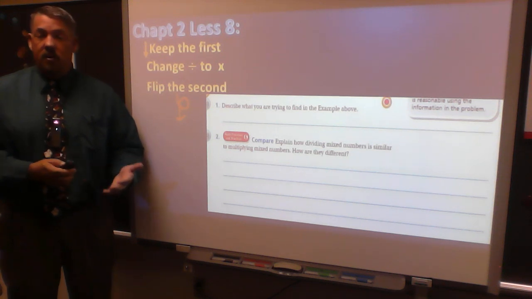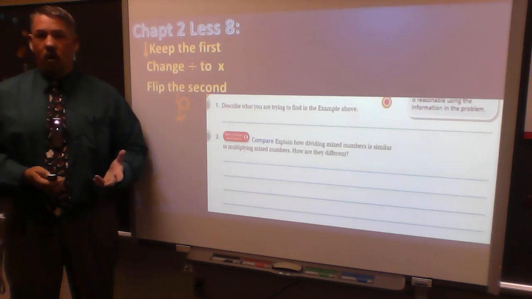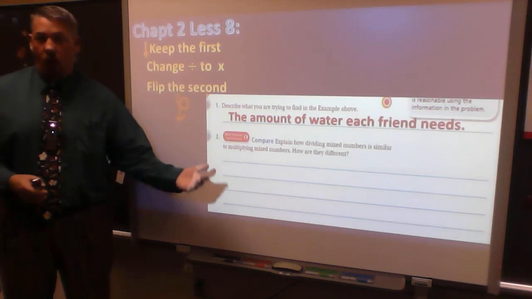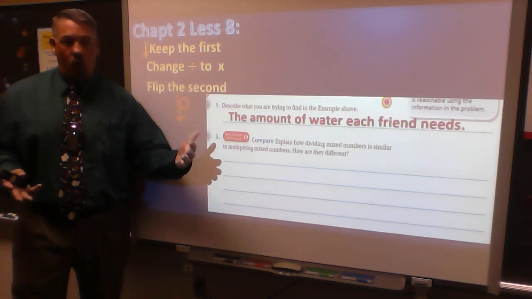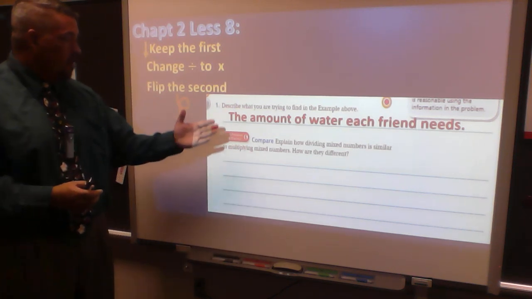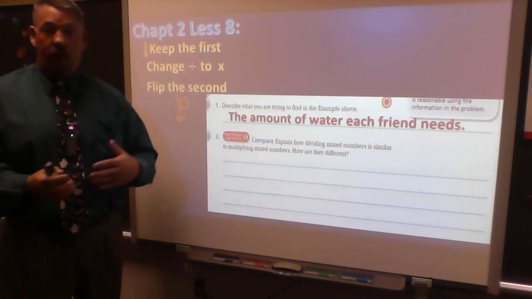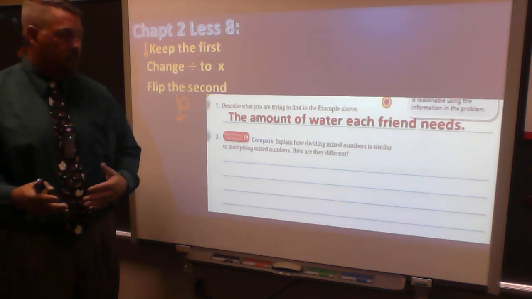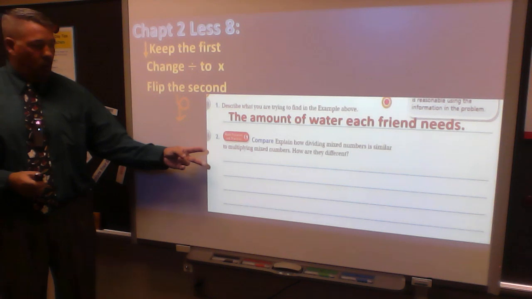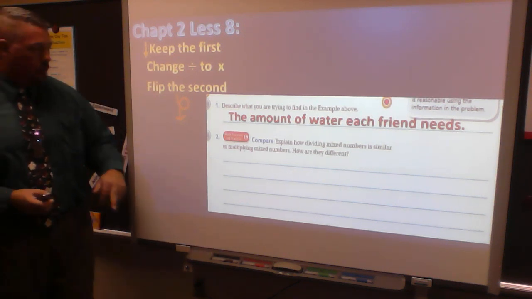Well, I'm trying to decide how much water each person gets from the amount of water that I have if I have 4 hikers, right? That gets really wordy. If I just change it into a very simple portion, the amount of water each friend gets, that should be an easy sentence. Now on this one, there's 2 parts to it.